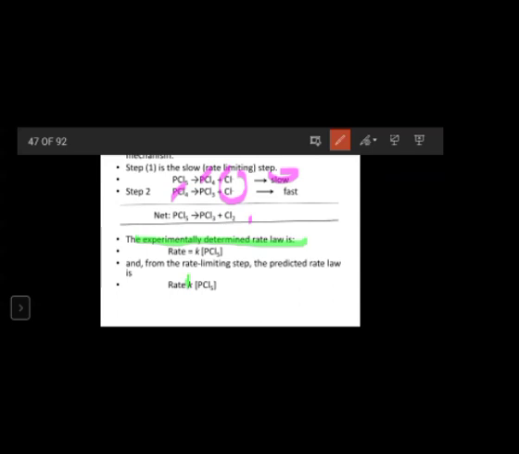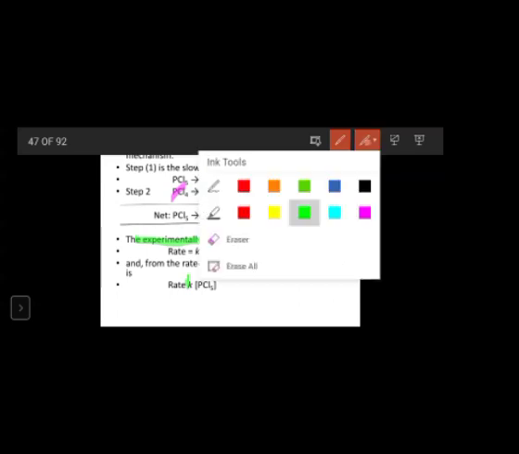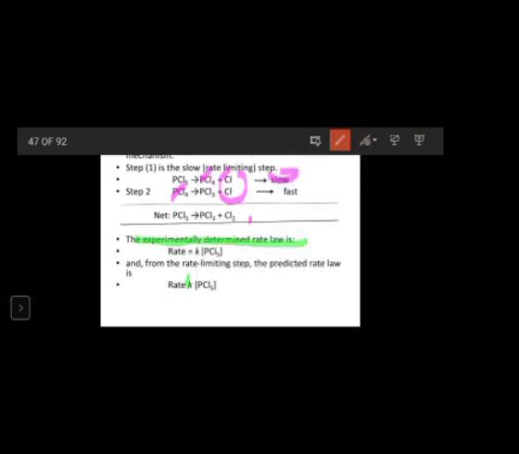What do you use? You use the slowest step of a reaction. This is the slowest step to predict it. So you go to the slowest step and write rate is equal to K into PCl5 raised to a particular power. What is the power? You see it here. It's just the number of molecules in front of PCl5. So you use the slowest step to predict.